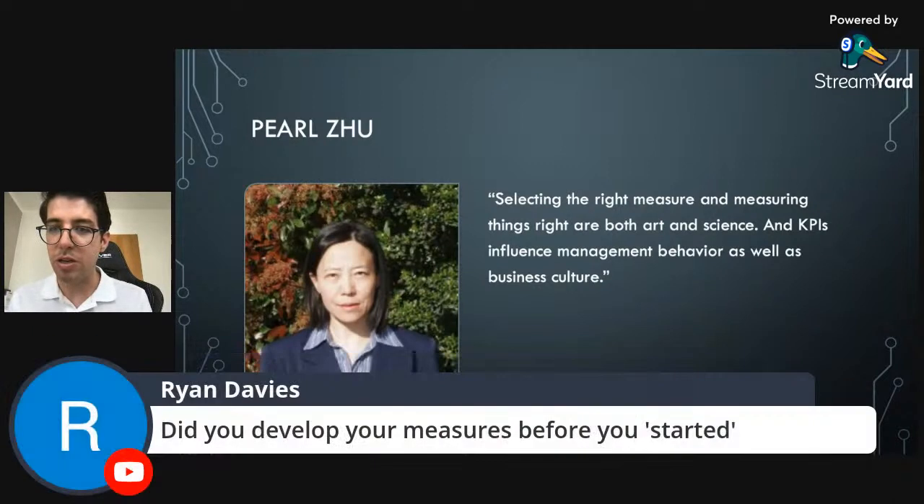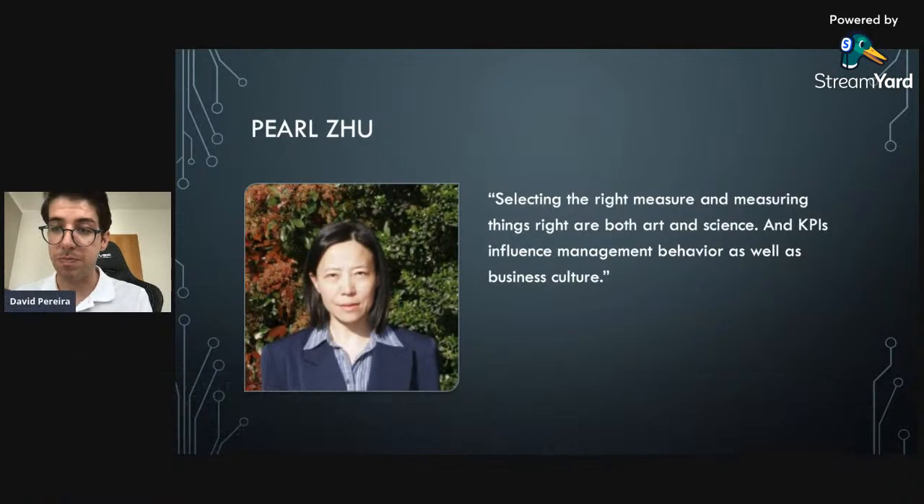There's another one here that is pretty interesting. Did you develop your measures before you started? Yeah, that is cool. Great question. And this is related to the outcome. I think you should develop your measures before. So you define the outcome, and then you define how to measure that. And without knowing how to measure, how can you build it? I really like starting with the end in mind. And I think this is what helps us succeed in our journey.